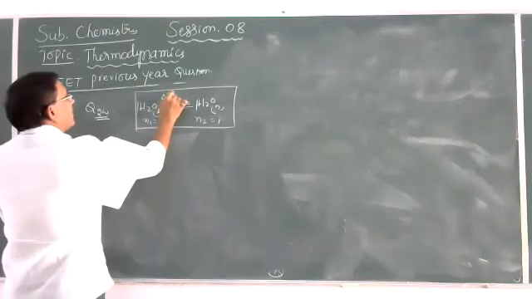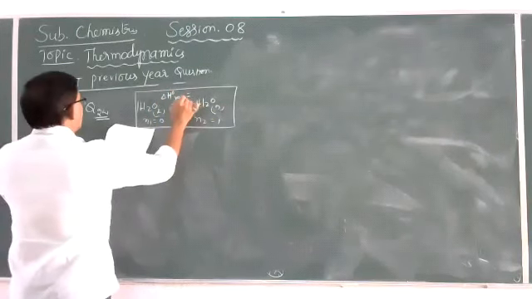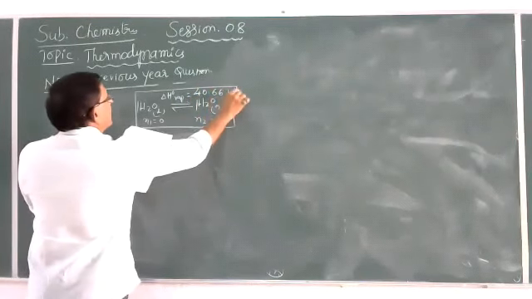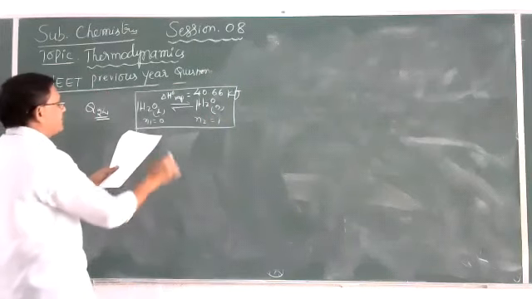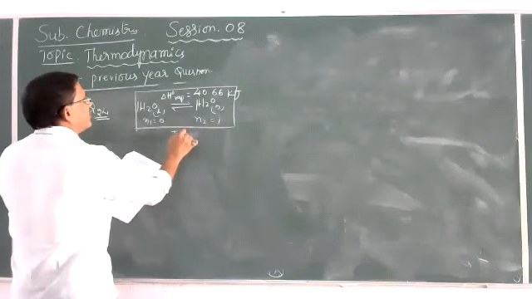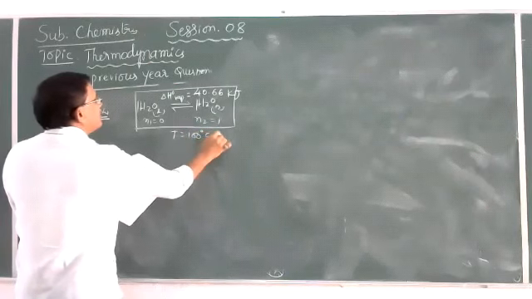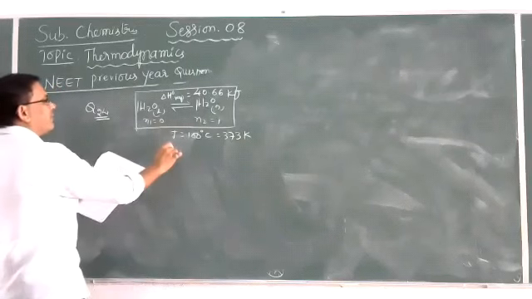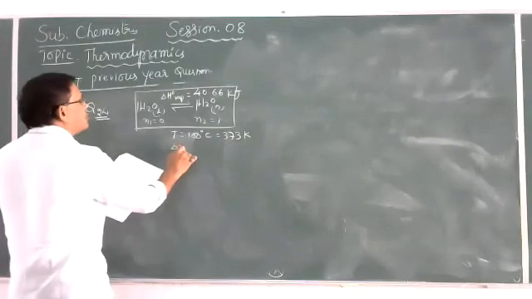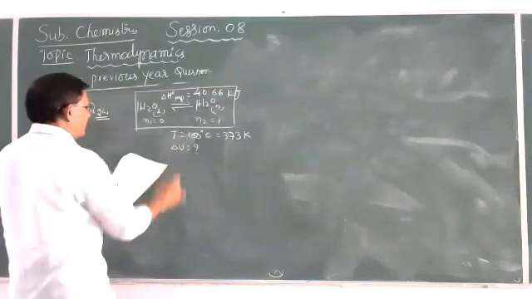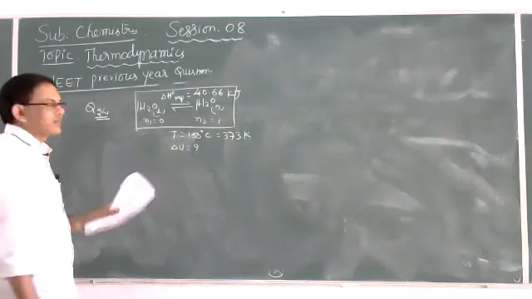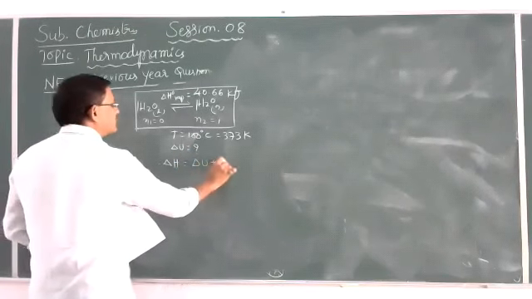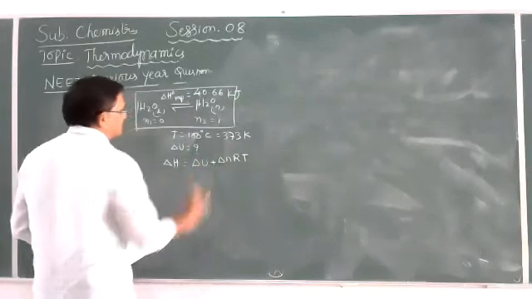For this, the delta H naught vaporization value given, that is 40.66 kilojoules. Temperature also given, that is temperature T is equal to 100 degrees Celsius or 373 kelvins. Then for this reaction, delta U is equal to how much? Change in internal energy is how much? I'll give the direct formula. Delta H is equal to delta U plus delta n RT.